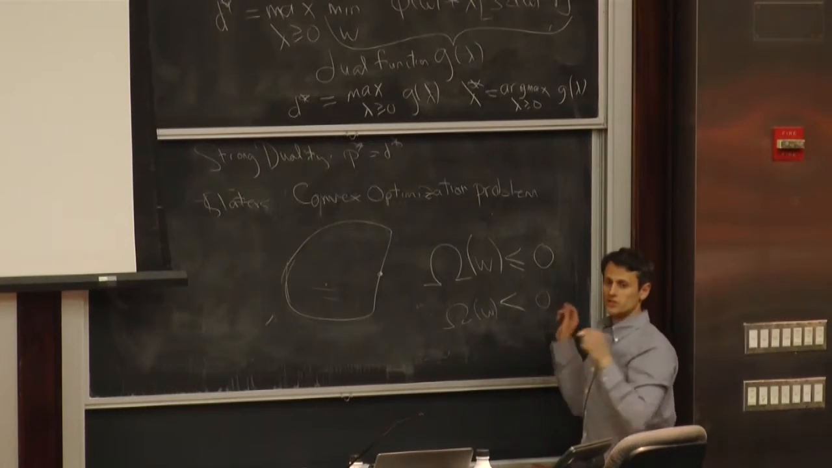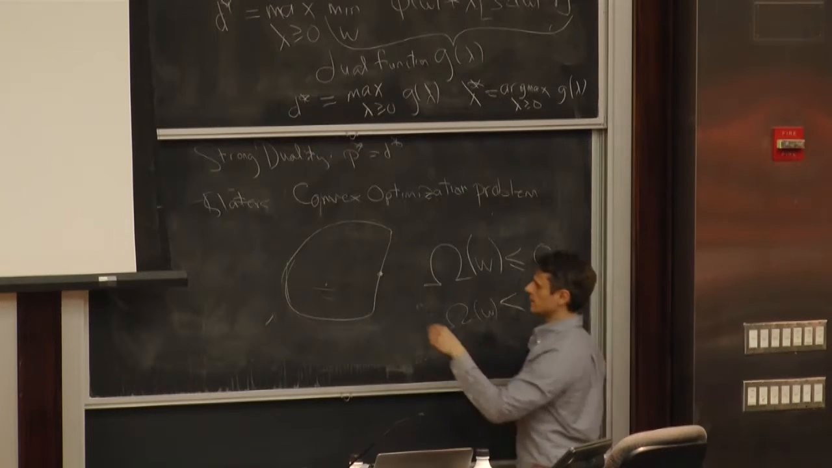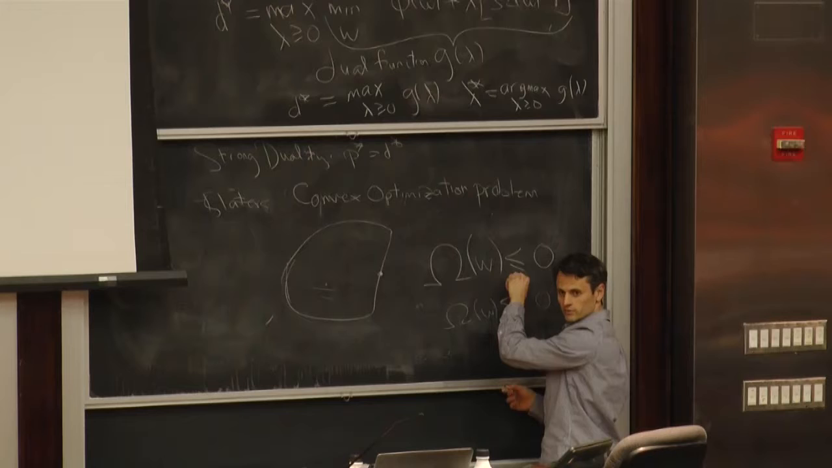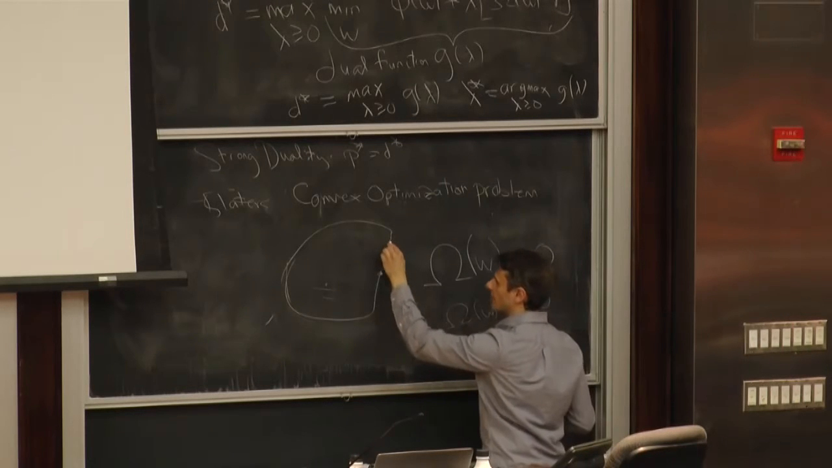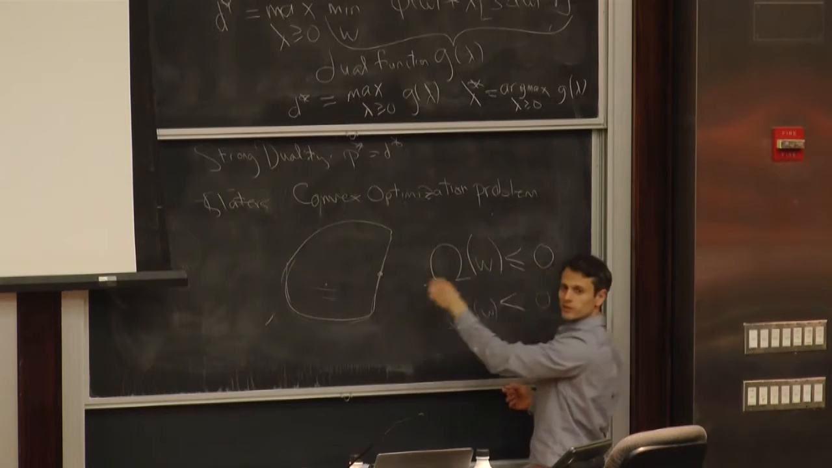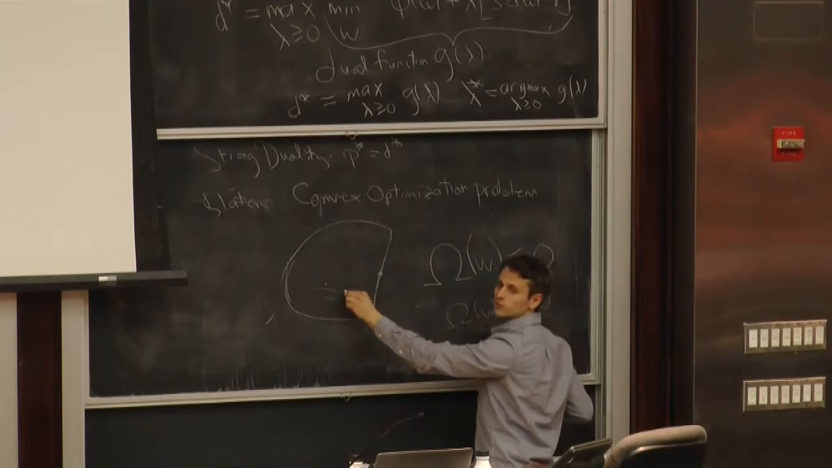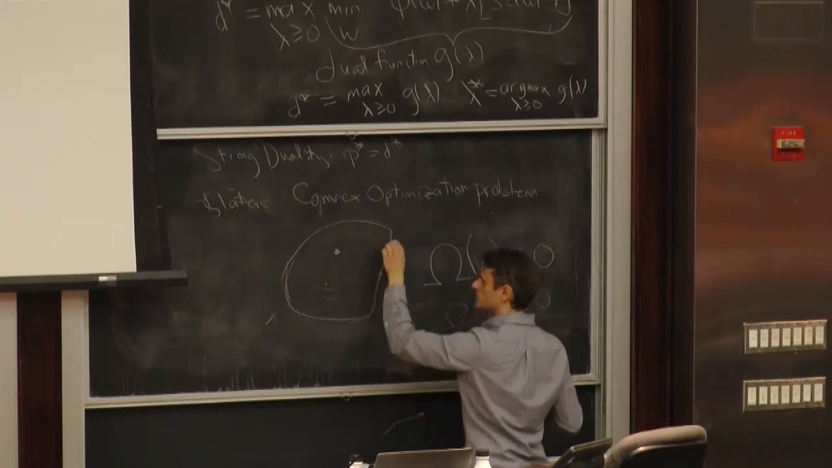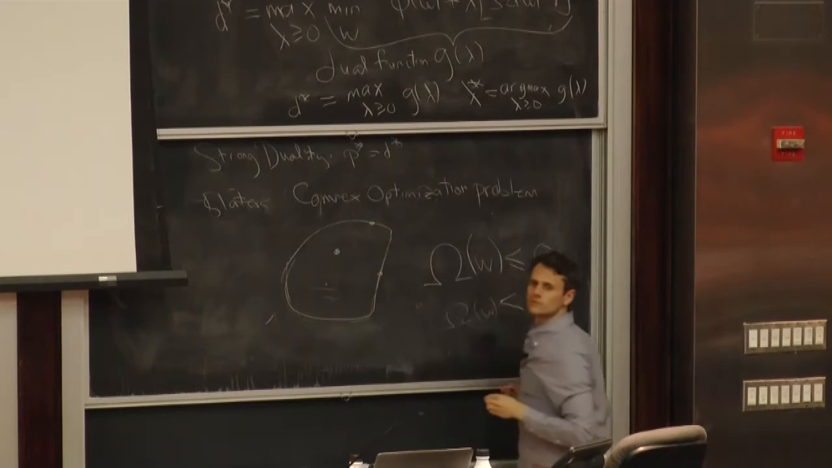Okay? Geometrically, it means that if this is the set of W's that obey this constraint, the boundary, the outermost part of it, is the part where phi of W is equal to 0, and the inner part is where it's strictly less. So strictly feasible is here, feasible is on the boundary.